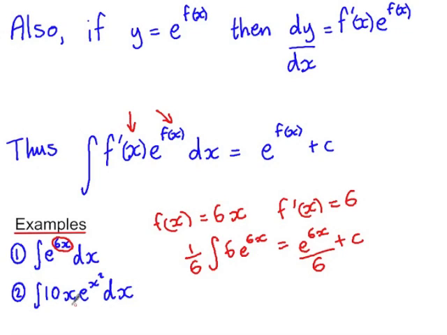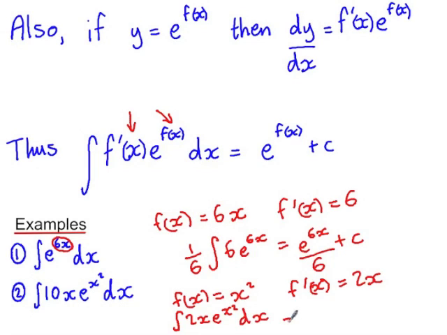In the second example, our f of x is x squared, and so our f dash of x is 2x. So again, from the result above, we know that the integral of 2x e to the power of x squared is e to the power of x squared plus c. But our question is asking about 10x e to the power of x squared, which means we need to multiply this by 5. And so the result we're looking for is 5 e to the power of x squared plus c.